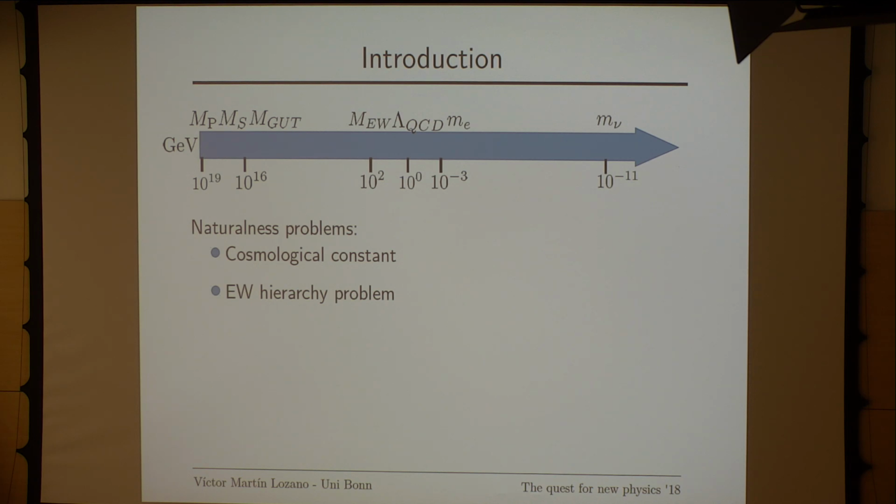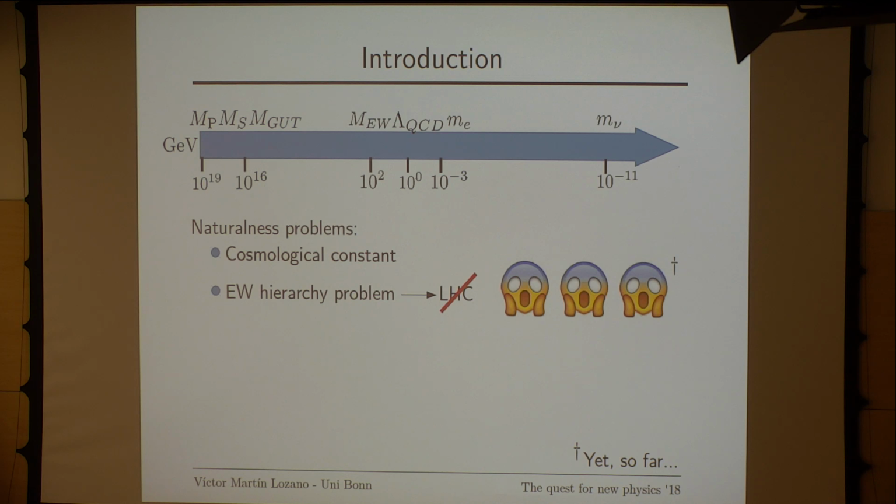So for the electroweak scale, we have the LHC. In the past, we thought that the LHC could solve this problem, or at least shed some light. But unfortunately, we haven't found anything but the Higgs so far. We don't know if something will come in the next years, but still we don't know the answer to this question. So we have to look at all the scales.